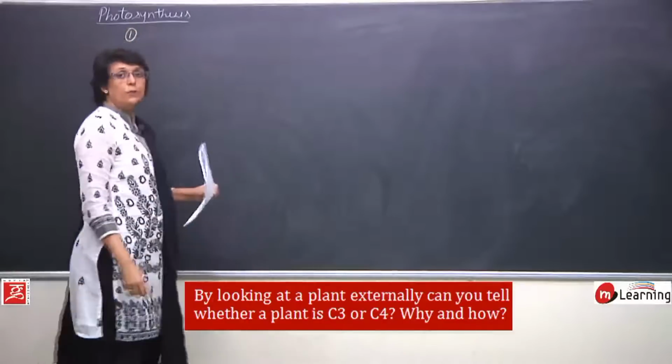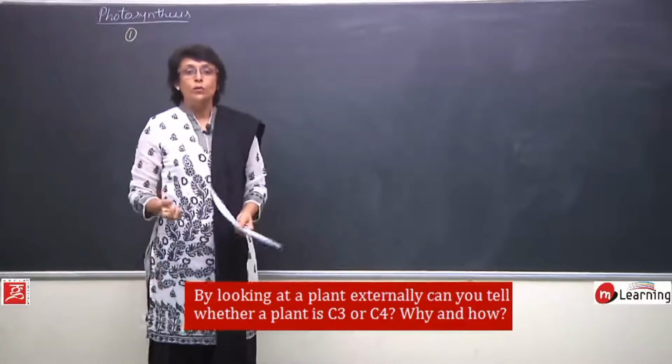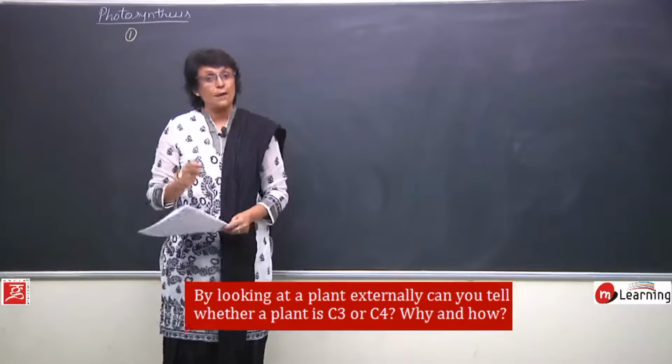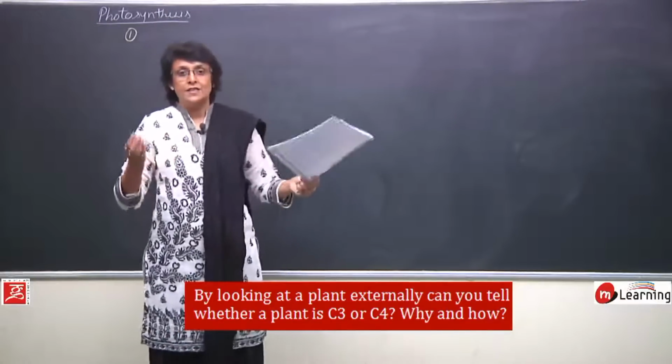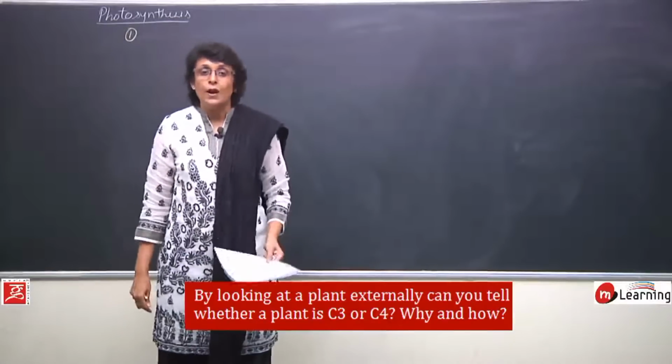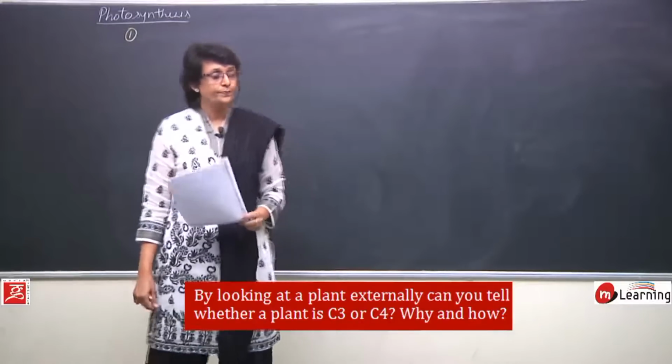So in this question they want to find out, can we differentiate between a C3 plant and a C4 plant from outside, externally? If we see two plants, can we just say that this is C3 and this is C4? Our answer is no.